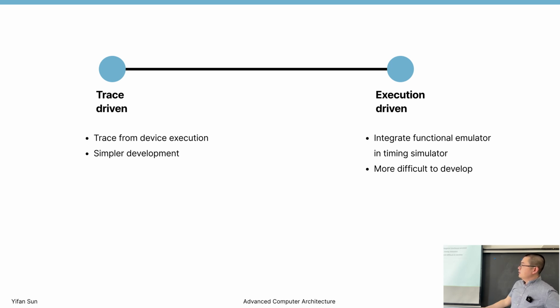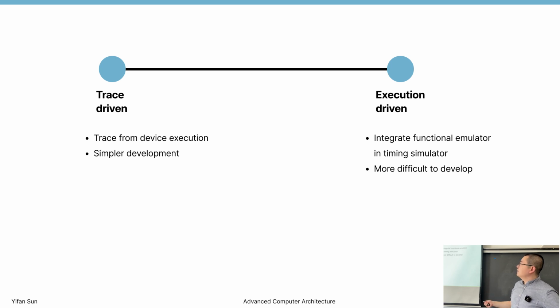So we can get a trace from real hardware execution, or we can get a trace from another simulator. It's really simple for development because you don't need to develop the emulator. The emulator can be really, really hard to develop because there can be thousands of instructions for a GPU or CPU, and you have to implement everything correctly.